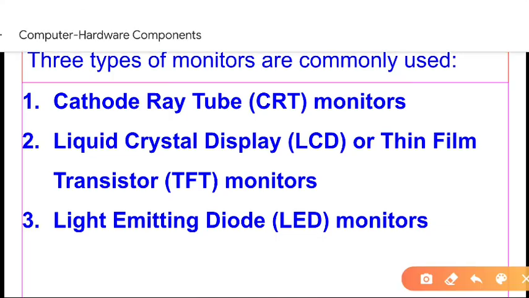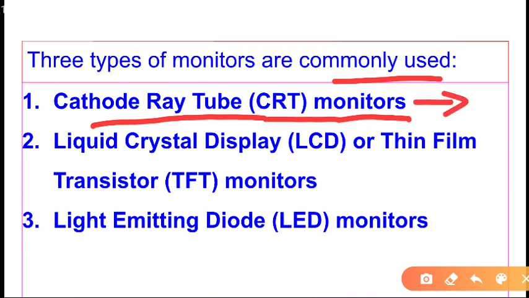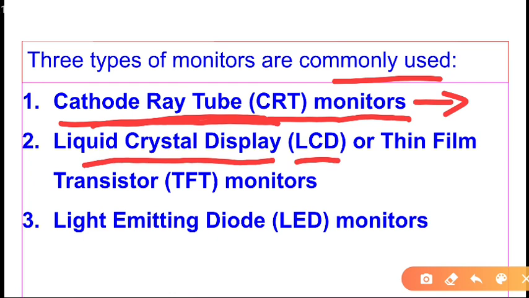Now there are three types of monitors that are commonly used. What are those three types? The cathode ray tube or CRT monitors. Nowadays we don't use CRT monitors that much, but old computers used to use them. Still you may find them in some cyber cafes or some schools. Then liquid crystal display or LCD monitors, which are also known as TFT or thin film transistor monitors.